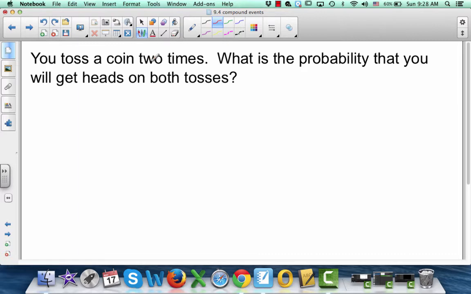So you toss a coin 2 times. What's the probability that you will get a heads on both tosses? So we want to know the probability of heads, then heads. That would be equal to, what's the probability of heads on the first time? 1 out of 2. And on the second time, it's still 1 out of 2. So the probability of getting heads on both times would be 1 times 1 over 2 times 2, which is 1 out of 4.